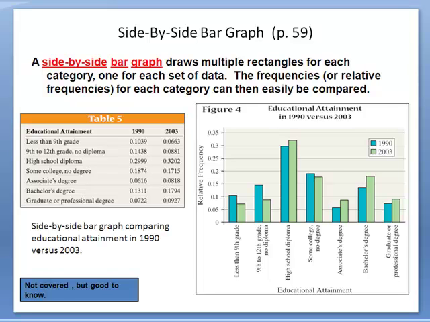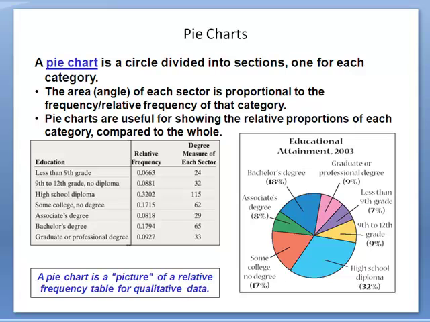Very good to know. Now we're going to go a little more into the pie chart. We talked about it already. And if you had to make it, how would you do it? Well, let's look at this less than 9th grade educational attainment. We see that 0.0663 was our relative frequency, or 6.63% of the people had less than a 9th grade education.